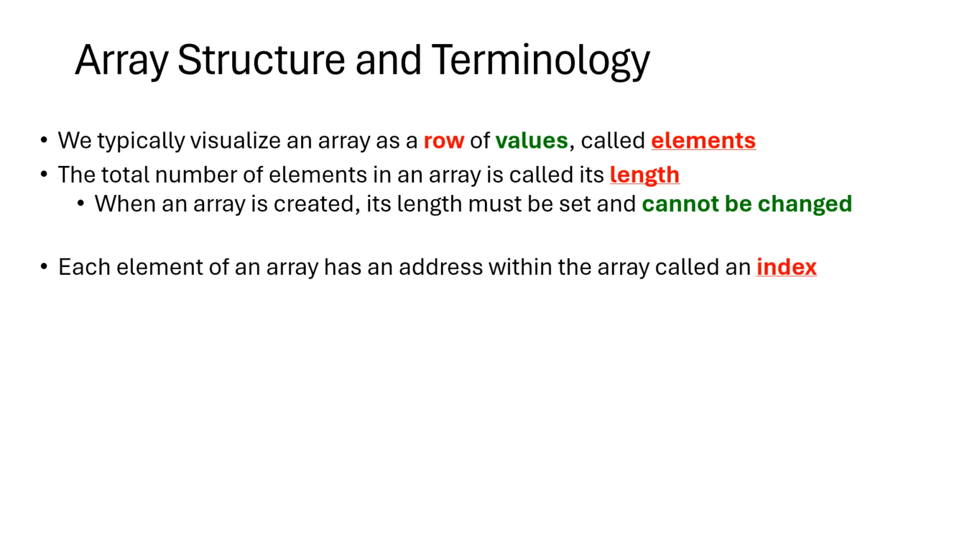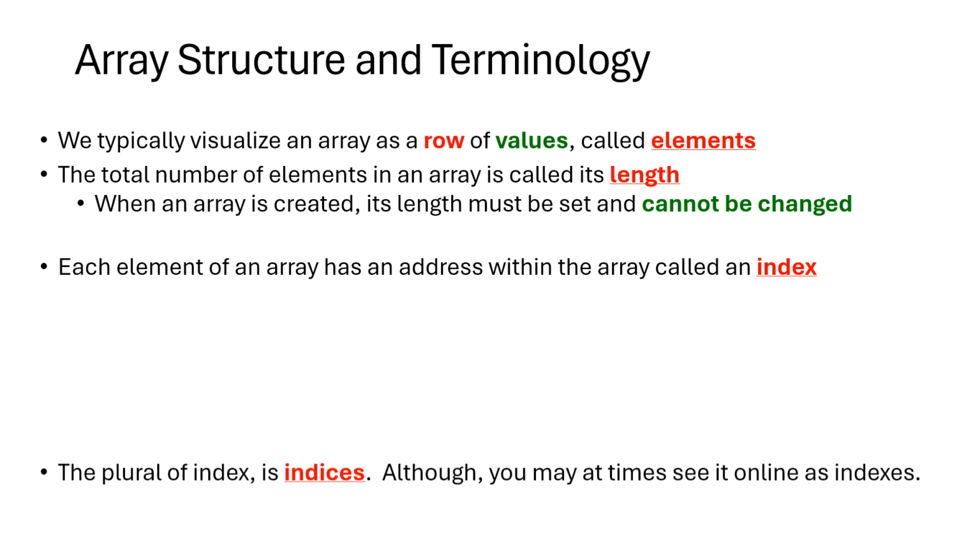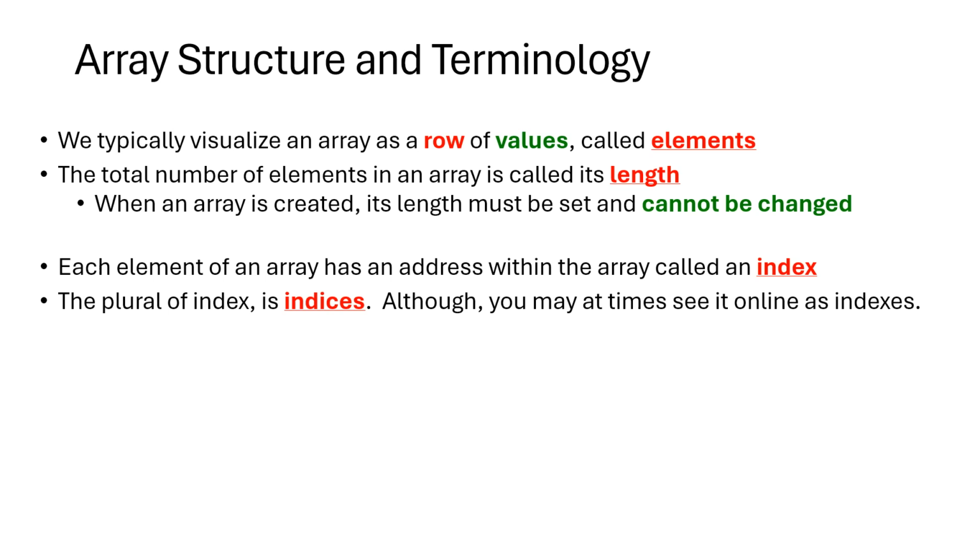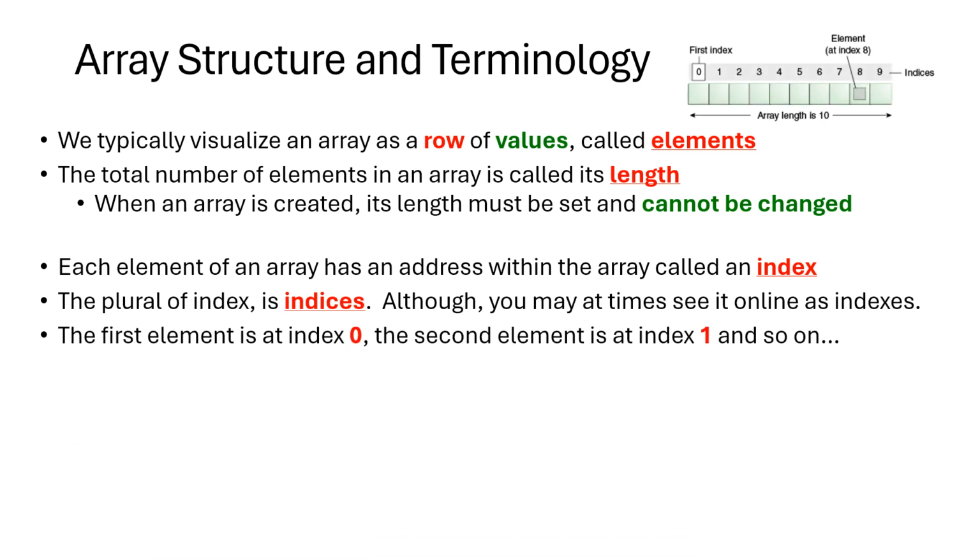So each element of an array has an address. Kind of like when we talked about strings, how every character has an address. And similarly, just like the string, we call each one of these addresses an index. Now, the plural of index, of course, is indices, although you may sometimes see it online as indexes, mostly on American websites for the most part. So these indices, or these index values, are all numbered from 0 on. So the first element of the array is at index 0. The second element is at index 1, and so on and so forth.